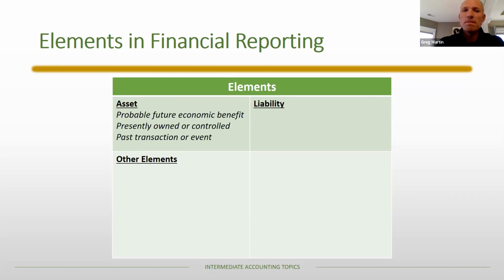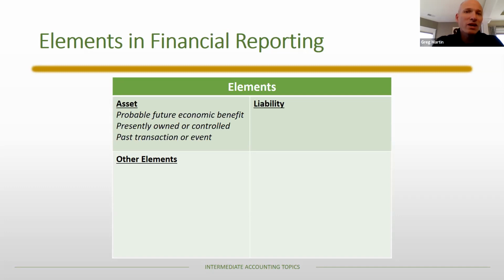That's all right. So the 3 pieces are, there should be a probable future economic benefit. There should be present ownership or control, and it needs to have resulted from a past transaction or event. So if an item meets all 3 of those criteria, then it is an asset. So there needs to be a probable future economic benefit. It needs to be presently owned or controlled. It needs to have resulted from a past transaction or event.